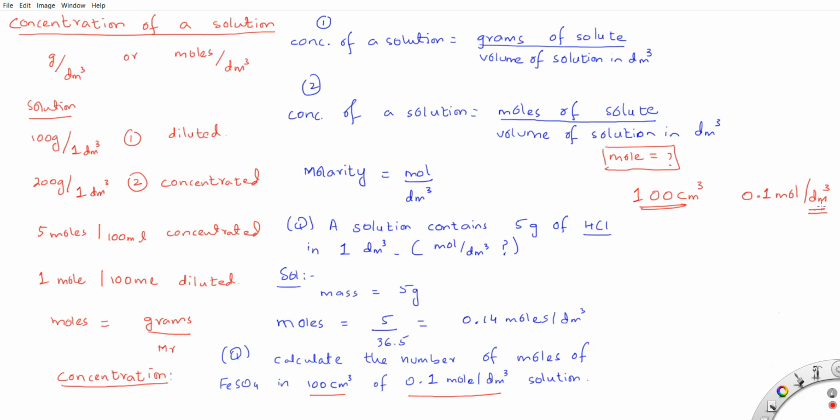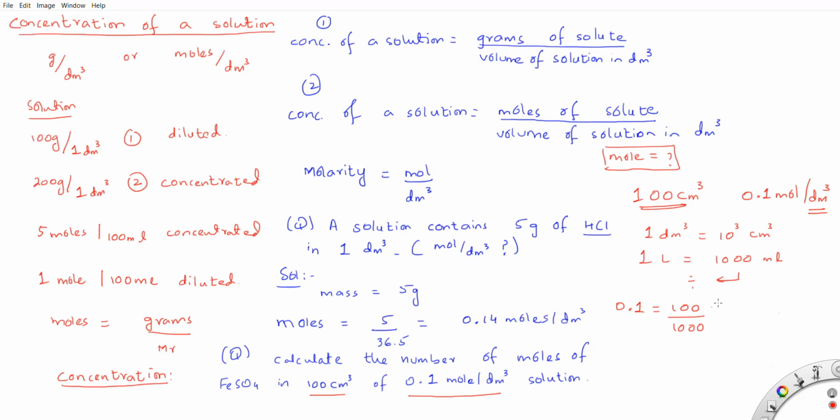Either you convert this cubic decimeters to cubic centimeters, or you convert this cubic centimeters to cubic decimeters. So the formula is 1 cubic decimeter equals 10 to the power 3 cubic centimeters. It's normally known as 1 liter contains 1000 milliliters. So if I'm converting from milliliters to liters, I need to divide the term by 1000. So 100 cubic centimeters divided by 1000 would be 0.1, that is 100 over 1000.